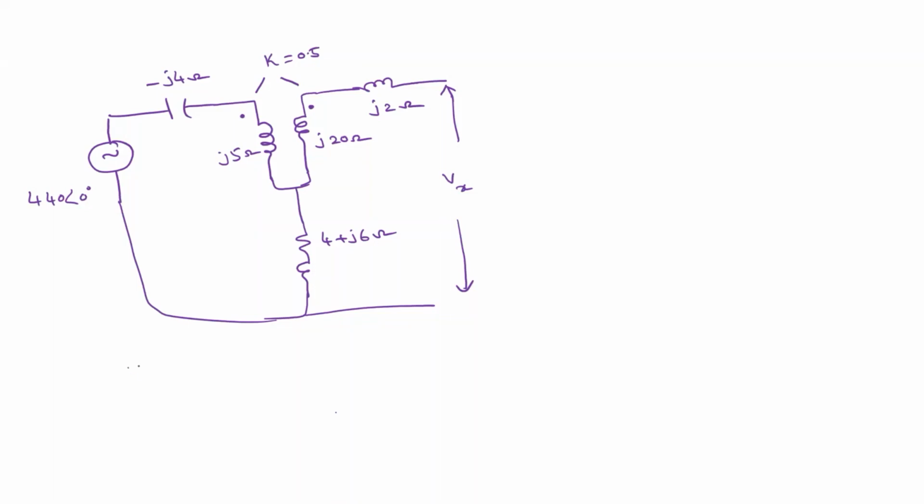What is the formula for M? K into root L1 L2, right? Simple thing. So now tell me, is frequency required or not? Not required, sir. If these L1 and L2 are in XL form, then this M is also in XL form. Agree? Okay, sir. Yes, sir.